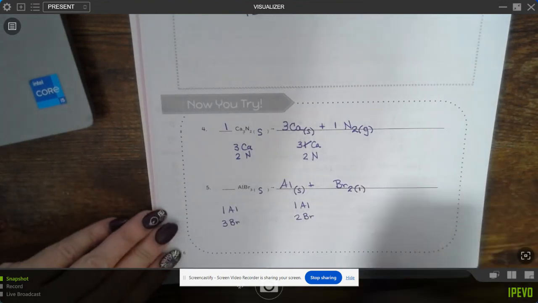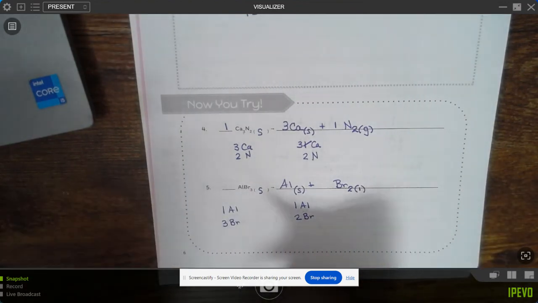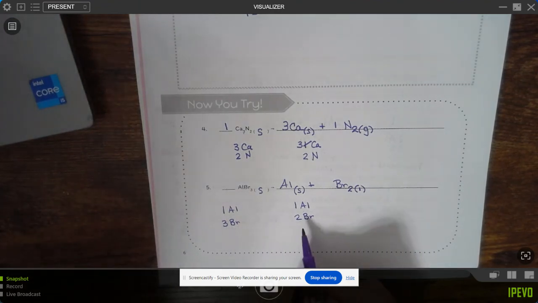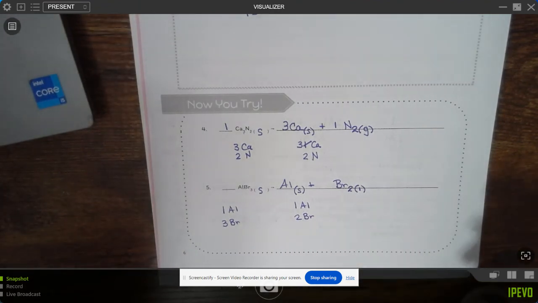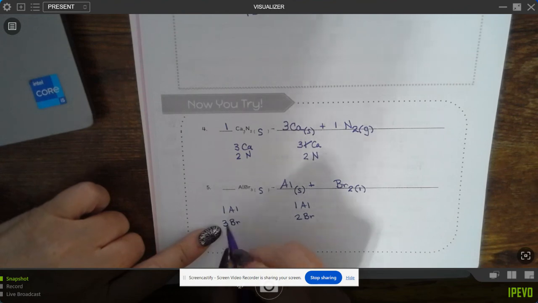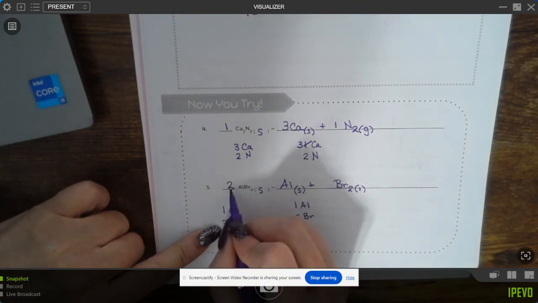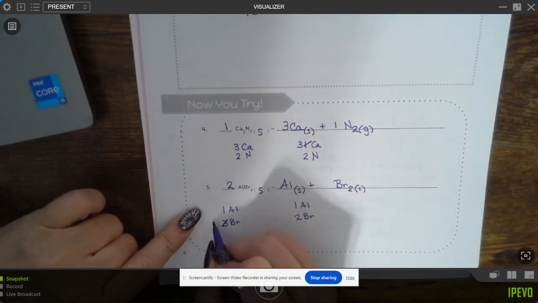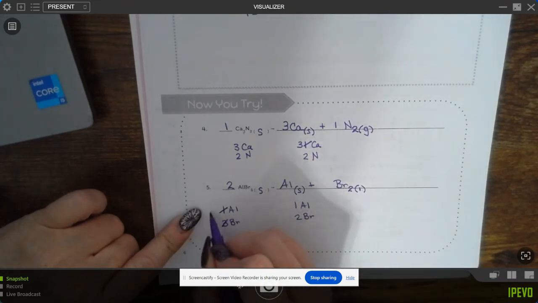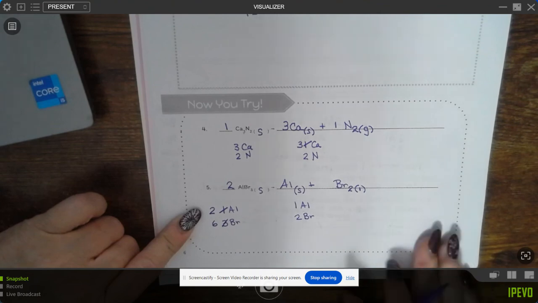This is one of those cases, and you'll get used to these as you practice. When you see a 3 of one on one side and a 2 on the other, you're going to have to work to get them both to equal 6. So if I put a 2 out here, 2 times 3 gives me 6 bromine. It also gives me 2 aluminum. So we'll come back to that.